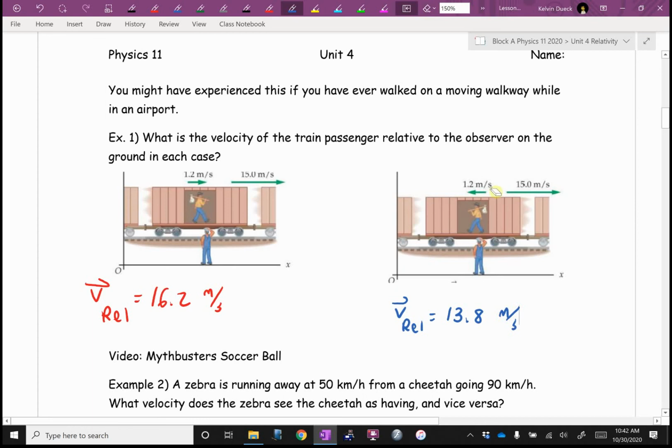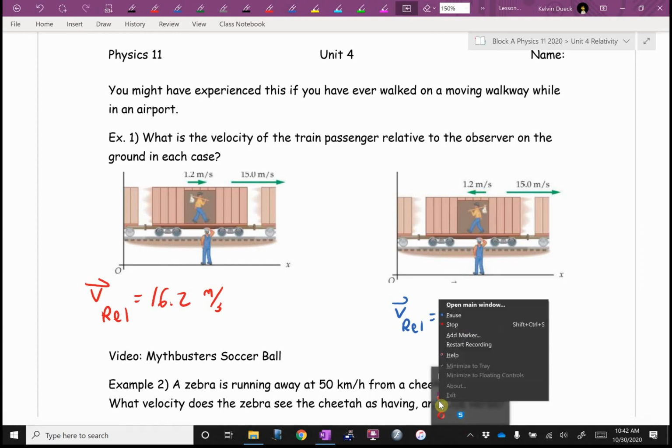Hey, question. Let's imagine that instead of a box car, it's a flat car train and the train is long. What if this person walked backwards at 15 meters per second? What would their relative velocity be? Put your pencils down, look up.